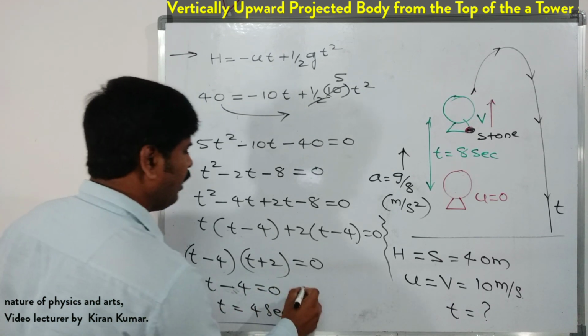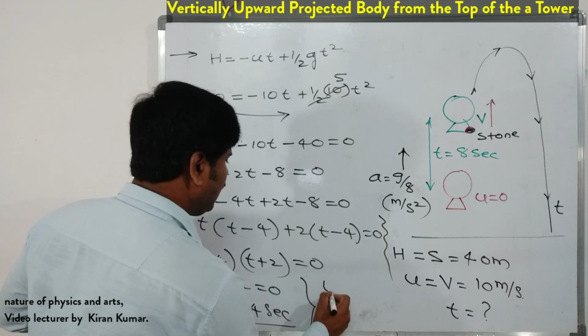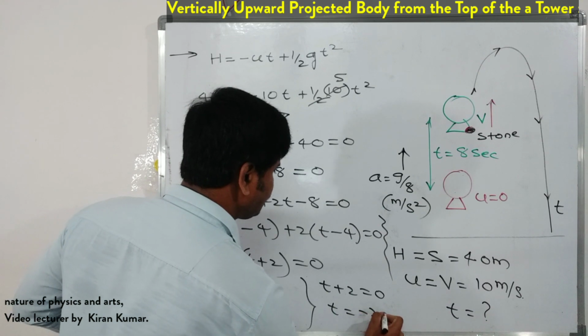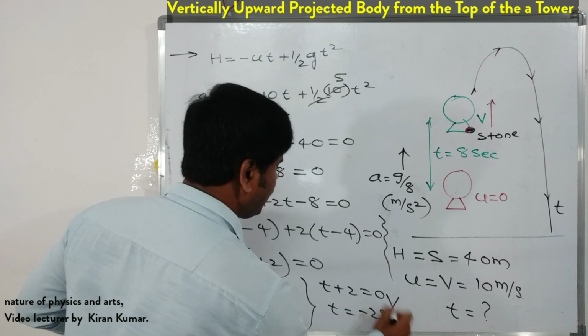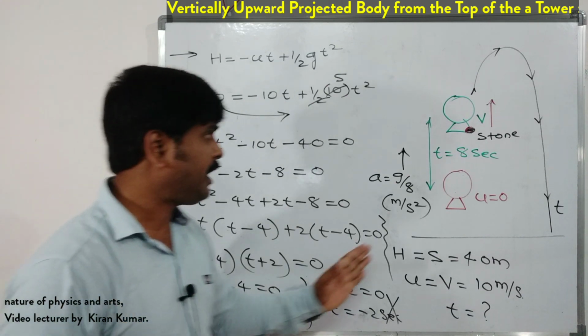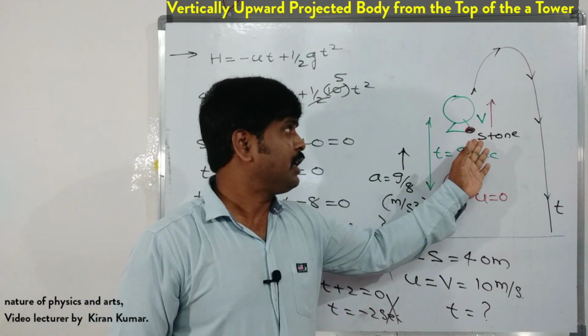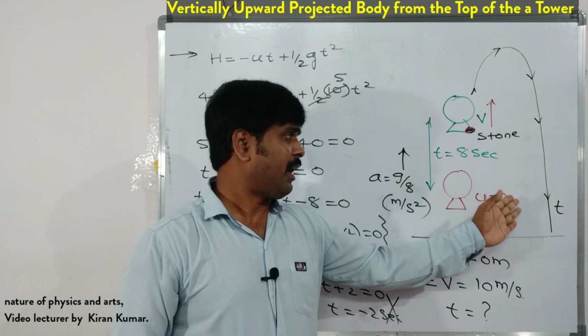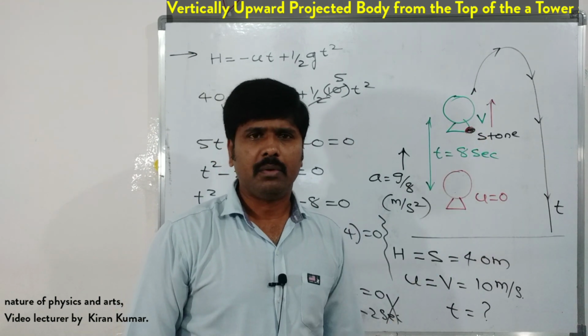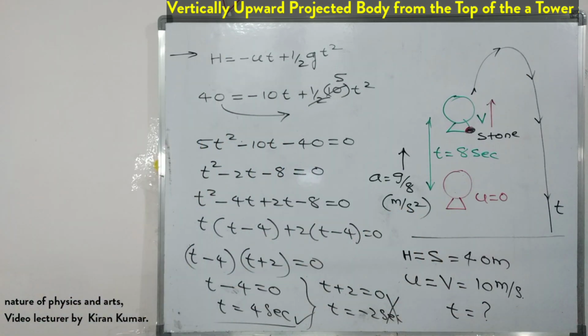Is the answer. Here we can also take t plus 2 is equal to 0 and t is equal to minus 2 seconds. That is not possible. So this is the answer. t is equal to 4 seconds, the time at which the stone crosses the balloon when dropped from the balloon. Okay, copy this.